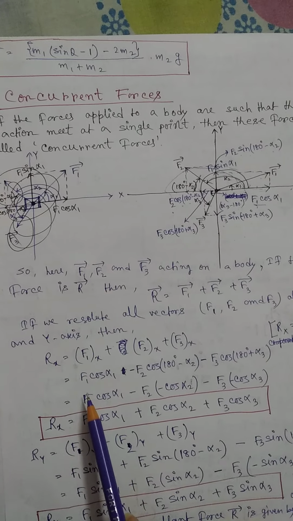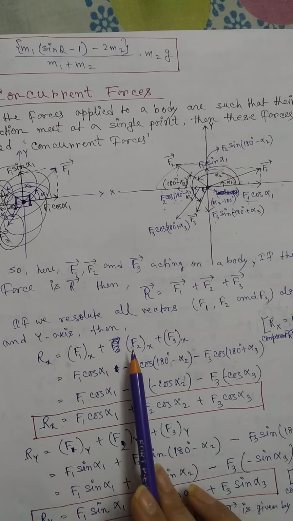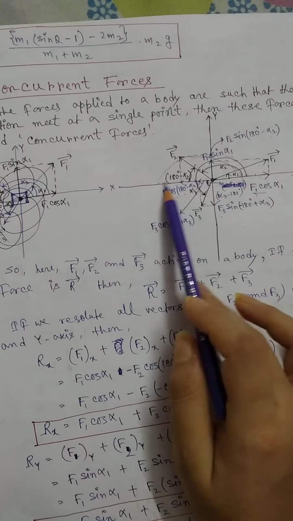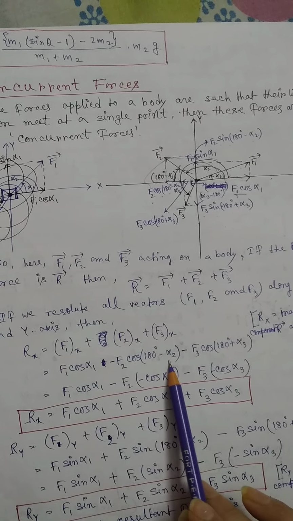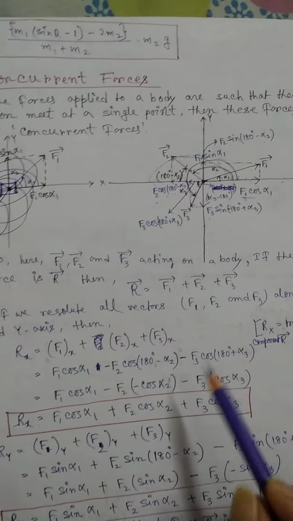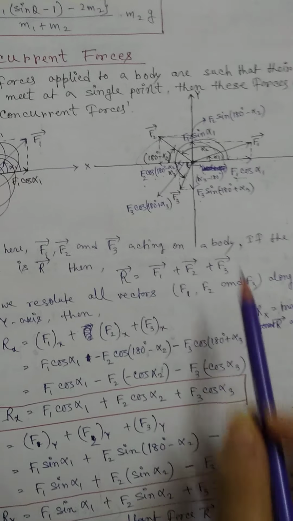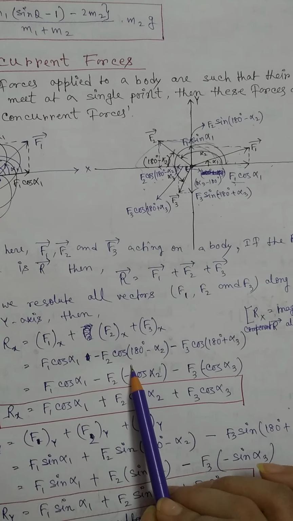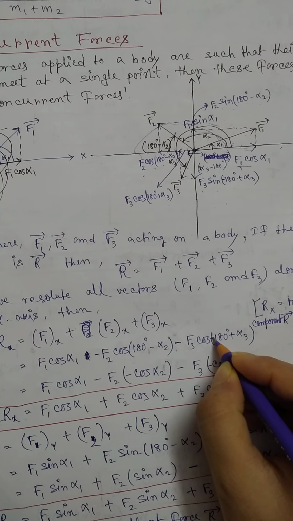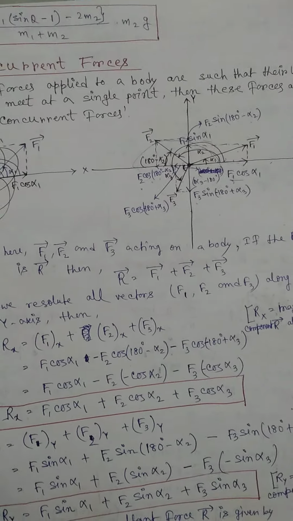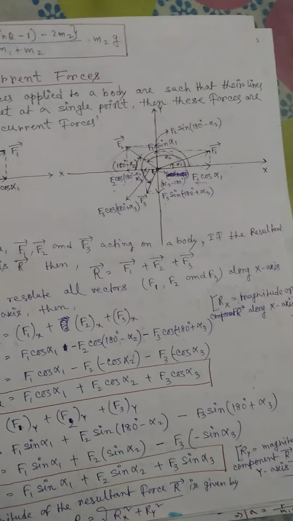So what about this component? F1 cos alpha 1. This one is along this direction, right? This component is along this direction. That means minus F2 cos(180 degree minus alpha 2). And this one is also along this direction, so this is also minus, because along negative x-axis we should take negative. So minus F3 cos(180 plus alpha 3), right?